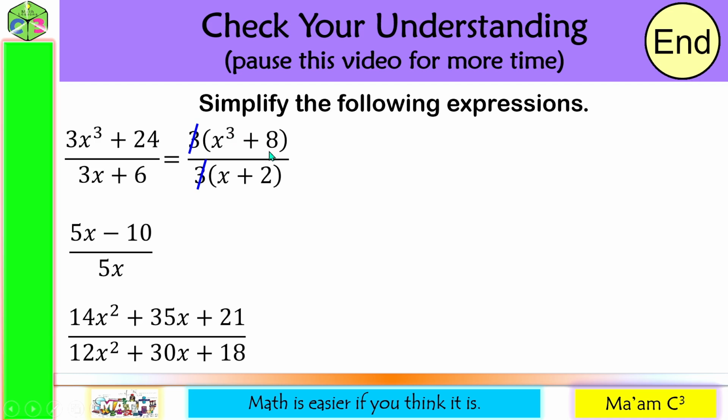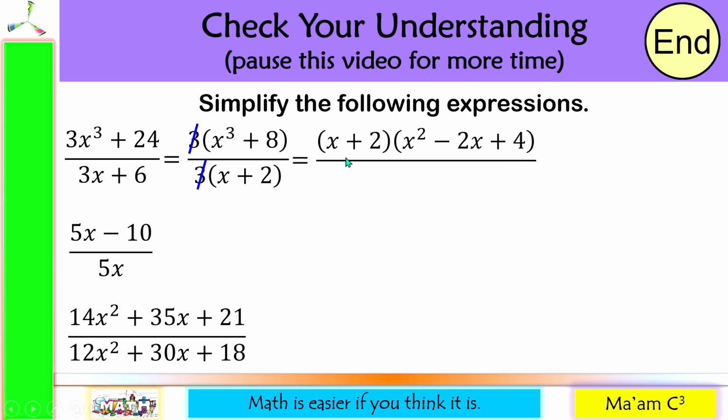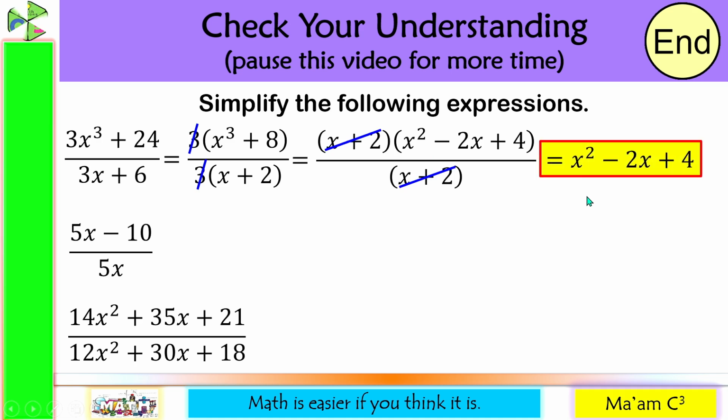But x cubed plus 8 is a sum of 2 cubes that we could factor as well. The factors of x cubed plus 8 are quantity x plus 2 times quantity x squared minus 2x plus 4. Let us copy x plus 2. We have common factors. Let us cancel them. So our final answer is x squared minus 2x plus 4.